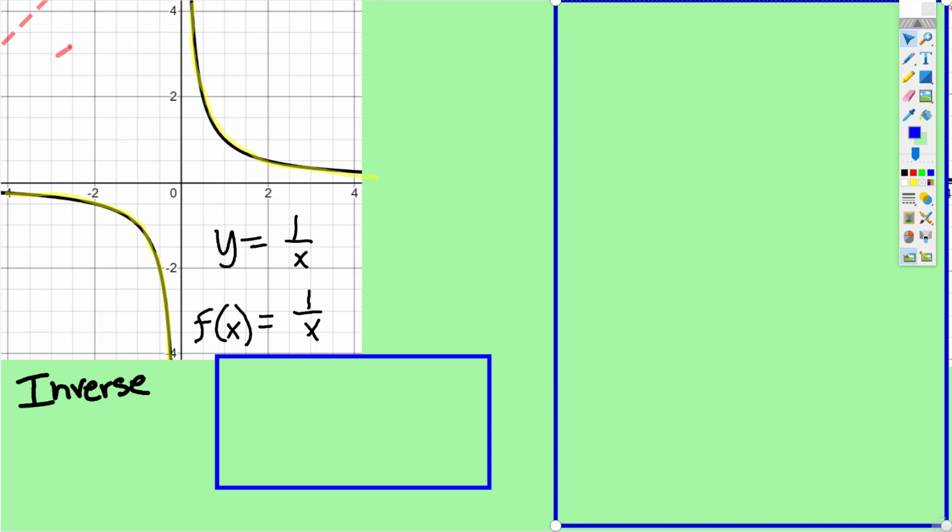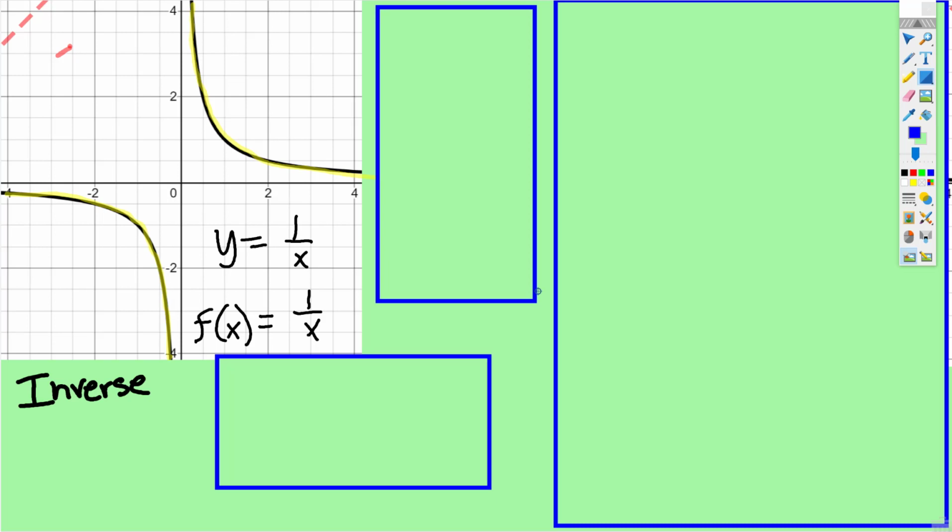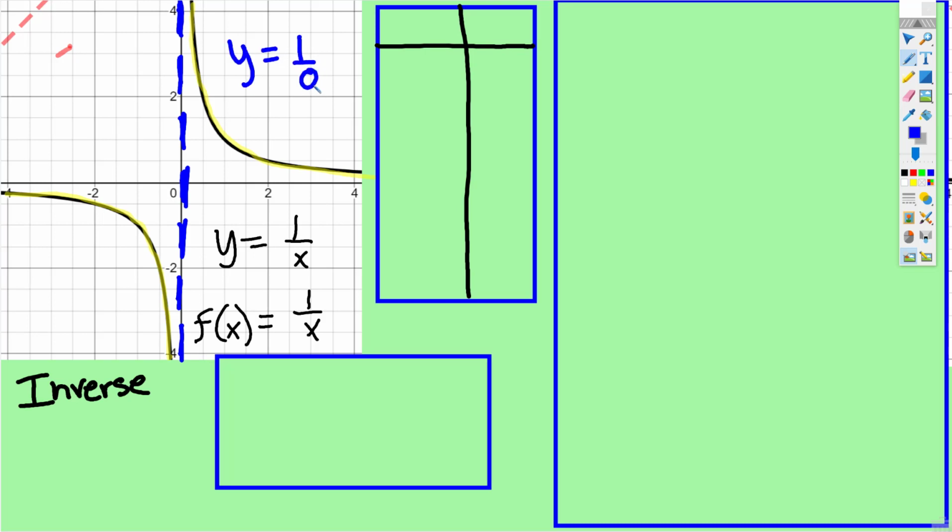Okay, the next parent graph is the inverse function, y is equal to 1 over x, f of x is equal to 1 over x. This is the first discontinuous function that we're looking at. And the reason it's discontinuous, and you probably can't see it, is that there's this invisible asymptote where the break is, because if we put y is equal to 1 over 0, that will be undefined.